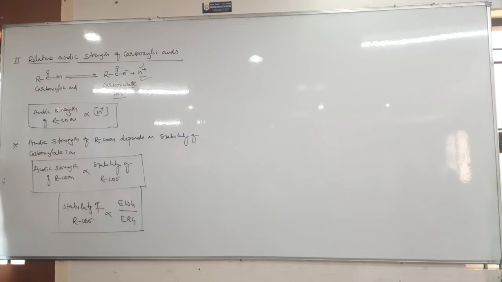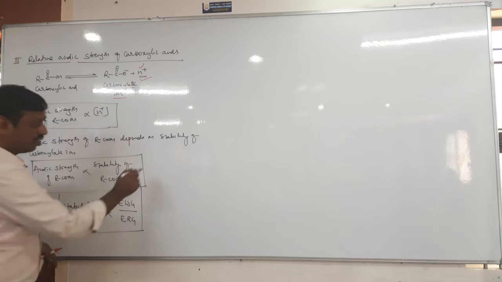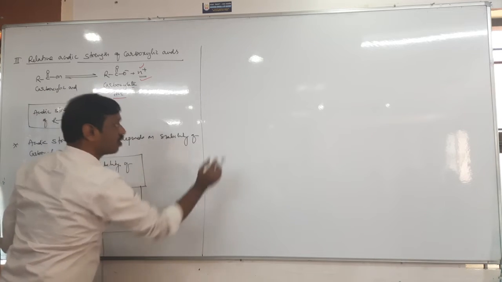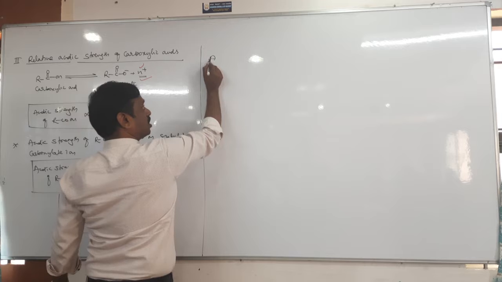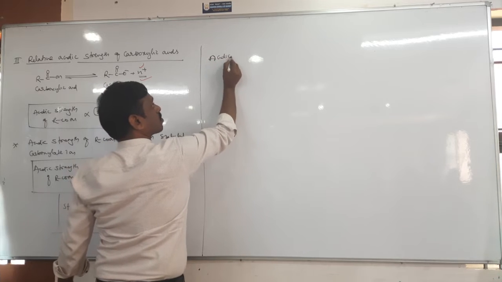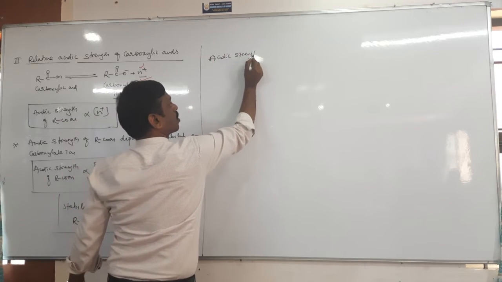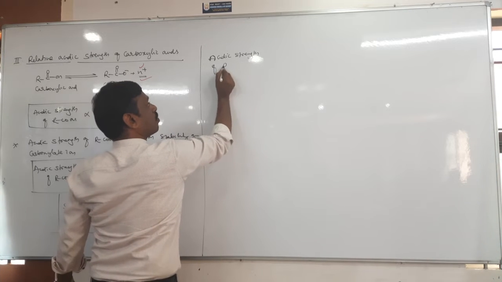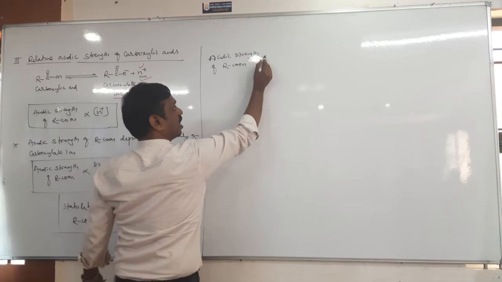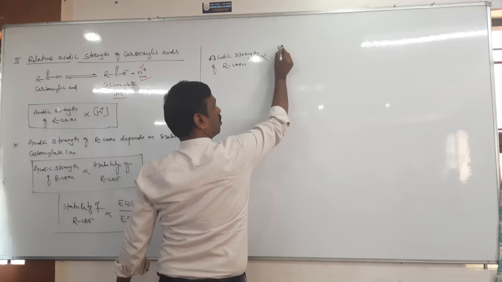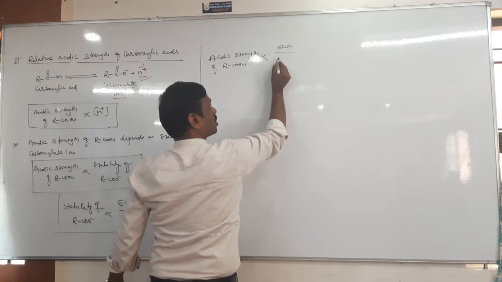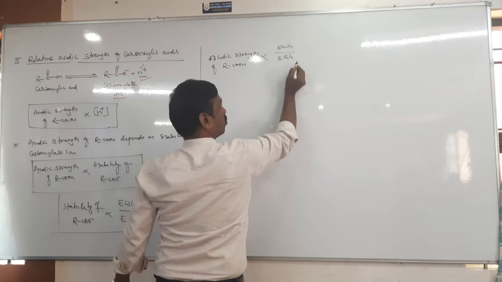Okay, but here stability of carboxylate ion is directly proportional to electron withdrawing group and inversely proportional to electron releasing group. But we also know that stability of carboxylate ion is directly proportional to acidic strength. Therefore, finally you can write, this is only important: acidic strength of carboxylic acid is directly proportional to electron withdrawing group and inversely proportional to electron releasing group.